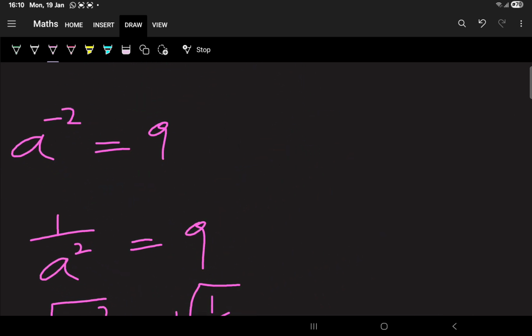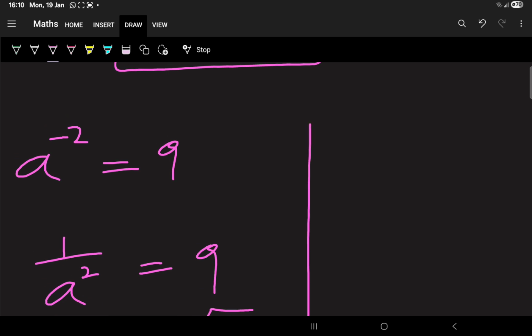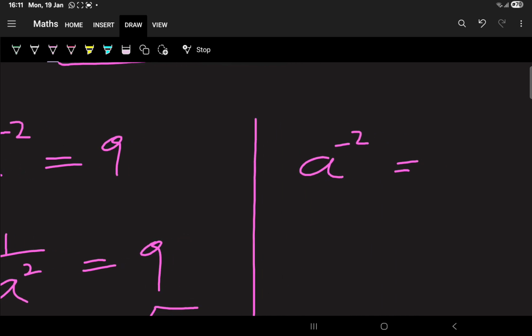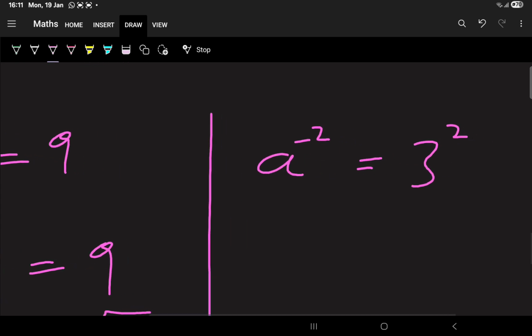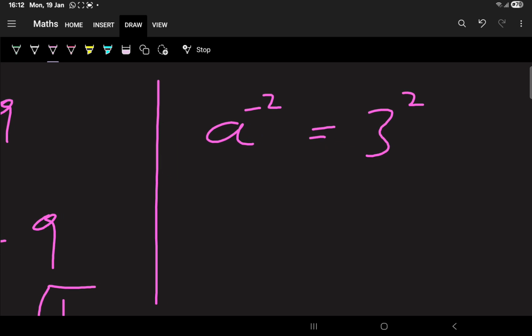Another route that can be taken in solving this is this. You want to express 9 as a base raised to an index if it can. So this is 3 squared. Now what I can do is take both sides to the index of 1/2. This is what I mean.